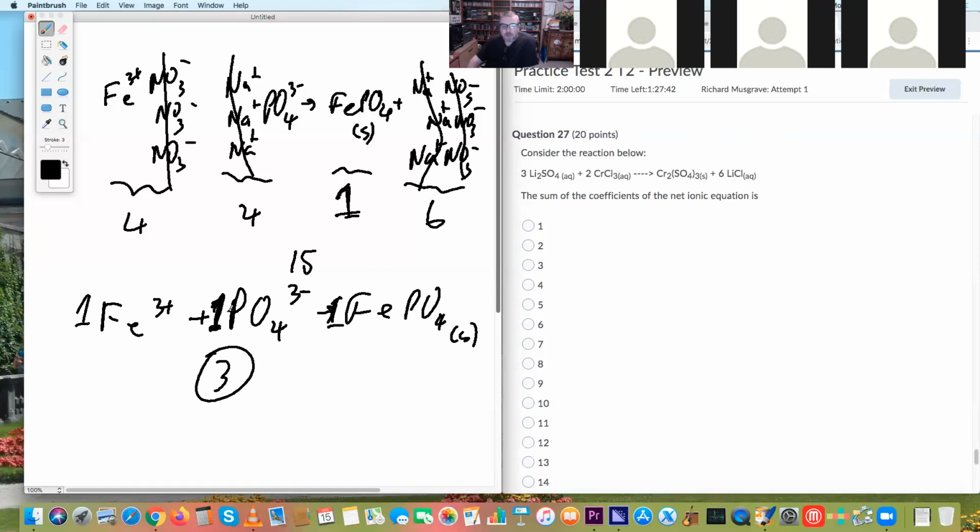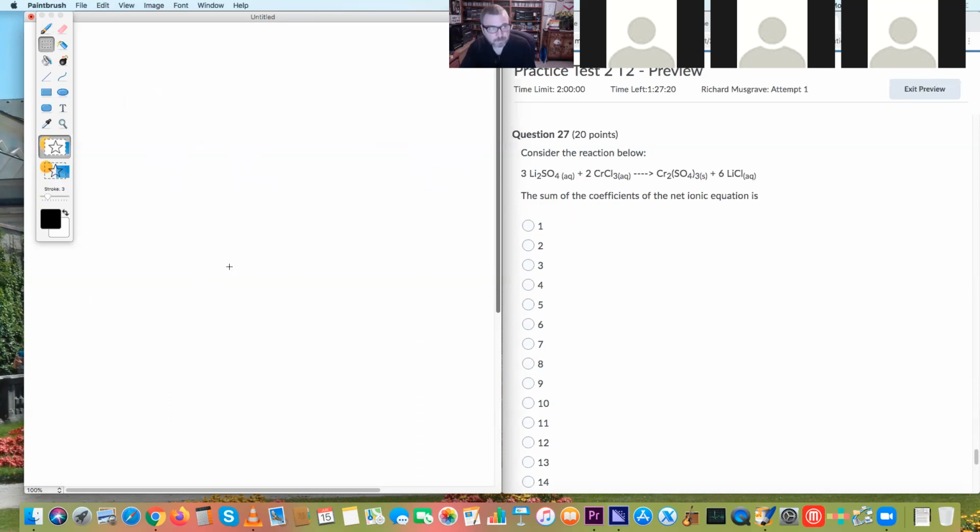But if I'm looking at this next one over here, number 27, it becomes a little bit simpler than that, because you're only interested in what's making the solid. And that's all you have to focus on here, what's making the solid. And to look at that solid, you can see that the solid is just Cr2(SO4)3.